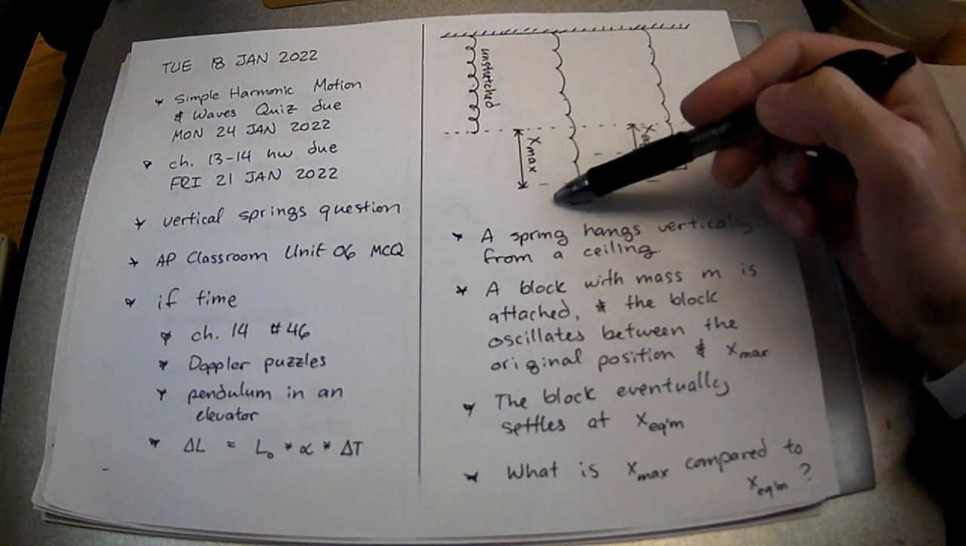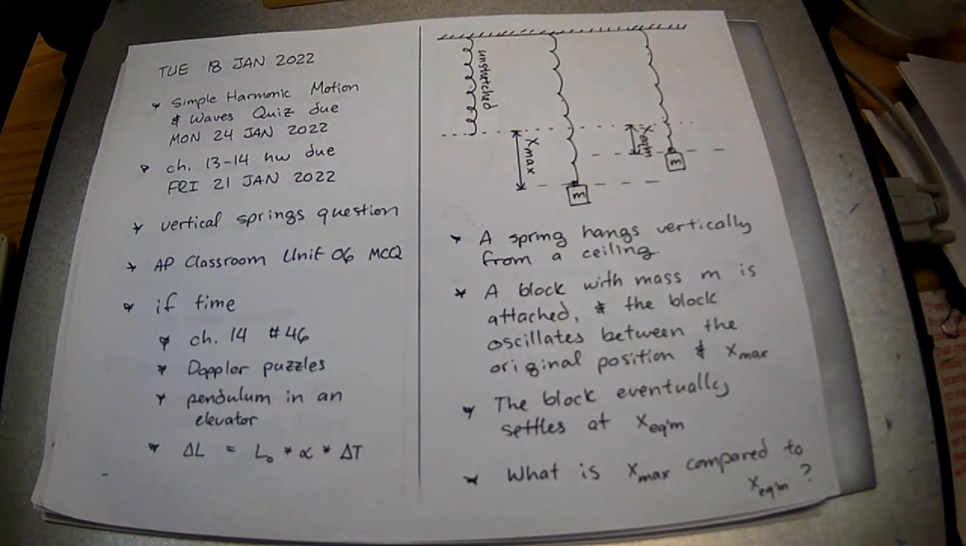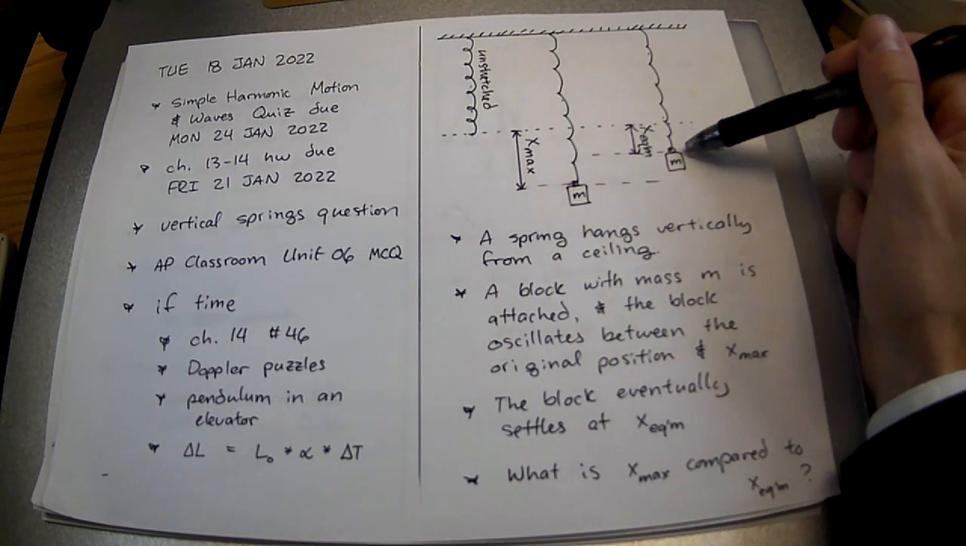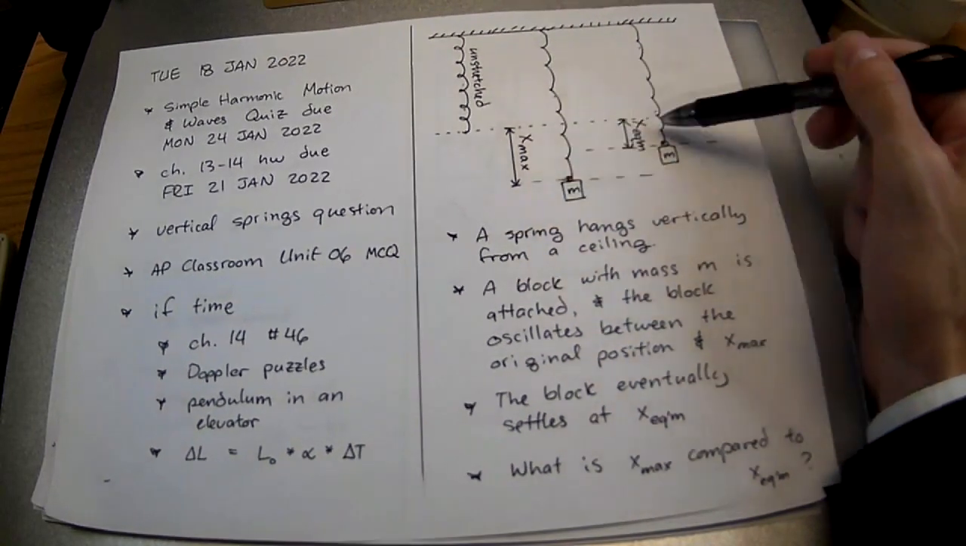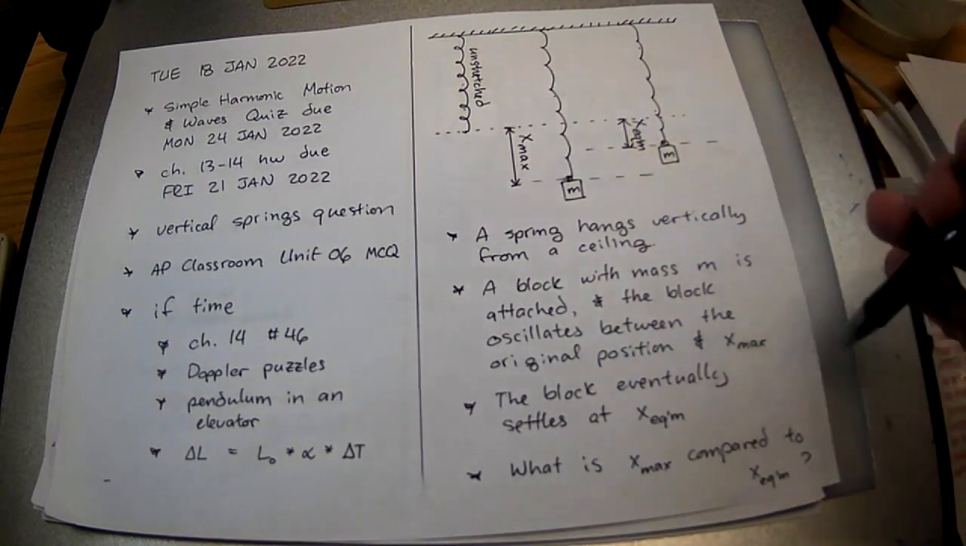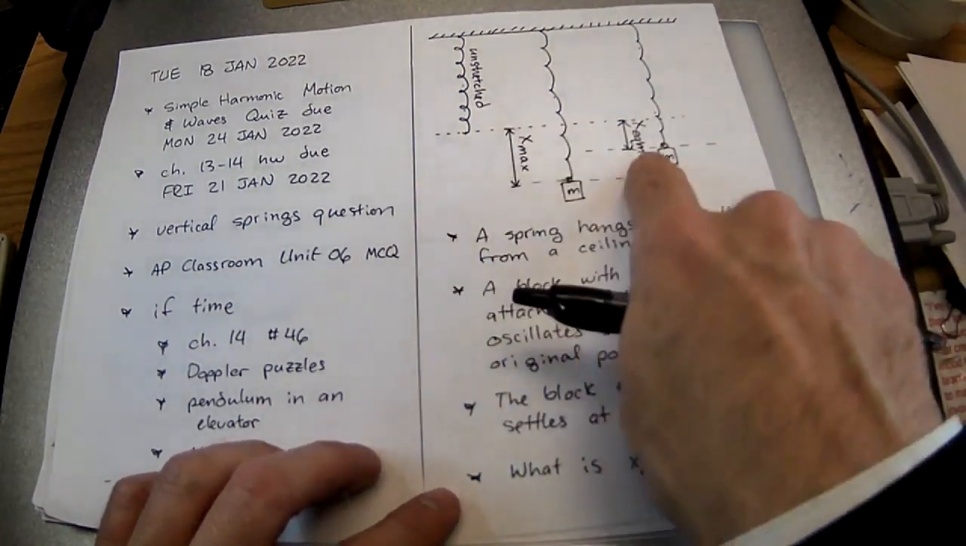Then let's say after so many cycles, after about a minute or so, there is some frictional loss, and it eventually settles at some equilibrium position. I'll call it X equilibrium. Okay? So you've got X max versus X equilibrium. And my question is, what is the ratio of these two? What is X max compared to X equilibrium?